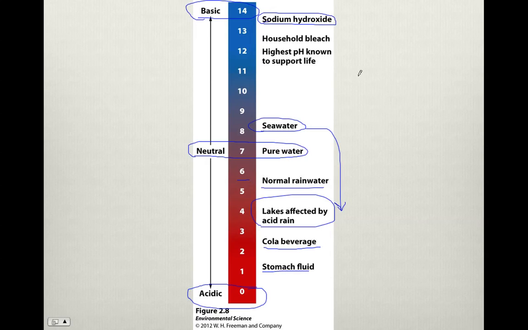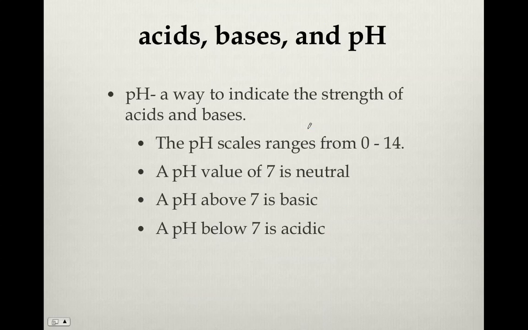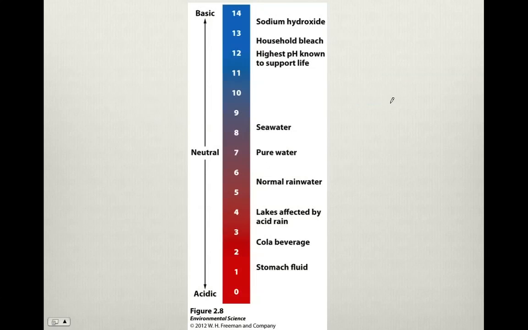This is due to increased CO2 levels in the atmosphere. CO2 is dissolved into the seawater and then becomes carbonic acid. So the more CO2, the more carbonic acid, and then the more acidic the seawater gets. We'll be talking about this more later. So understand the pH scale. pH indicates the strength of acids and bases.